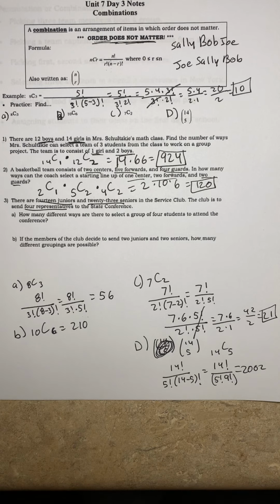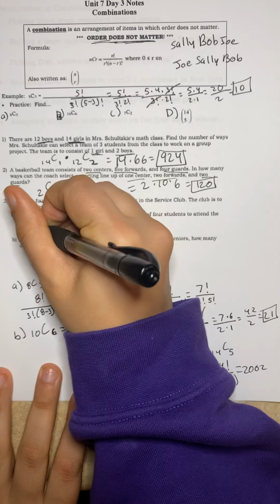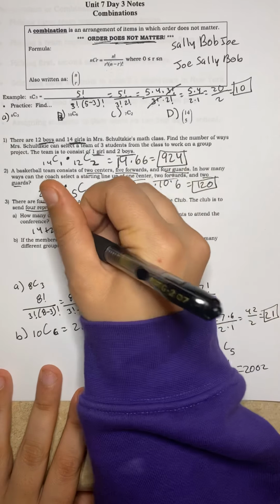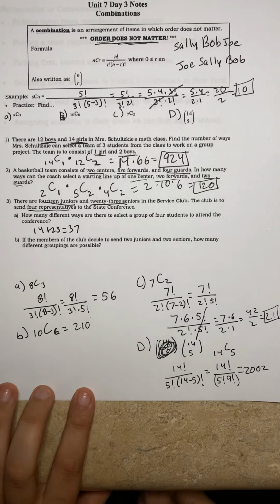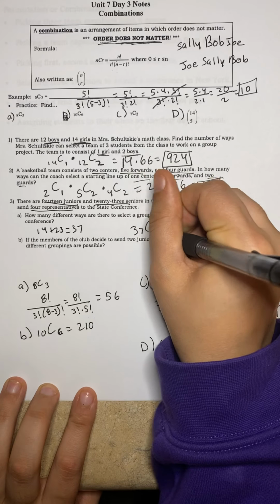All right, so we have 2 different scenarios here. We say how many different ways are there to select 4 students to attend the conference. So notice in this situation, it doesn't matter whether they're a junior or a senior. We just want to choose 4 of them. Okay, well, I have 14 juniors and I have 23 seniors. So we're going to add those 2 together, which gives me a total of 37. Okay, so I have 37 total and I want to choose 4 of them.